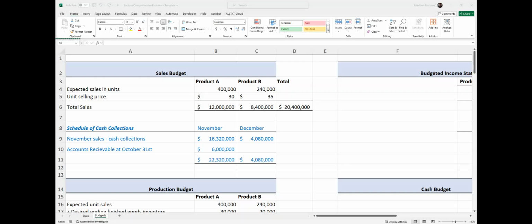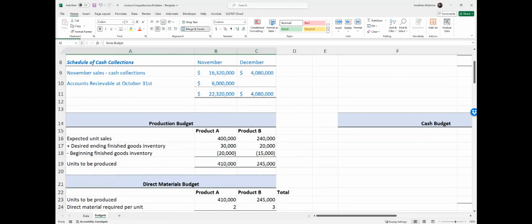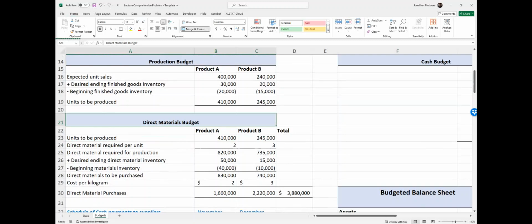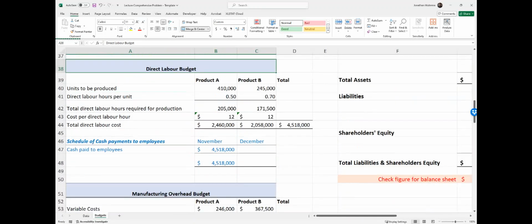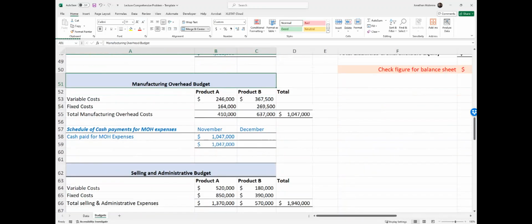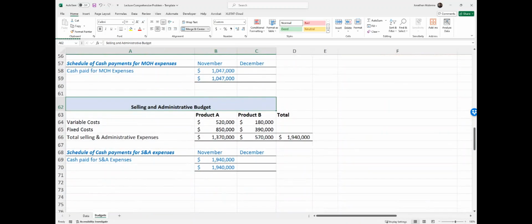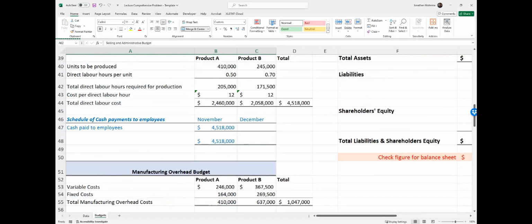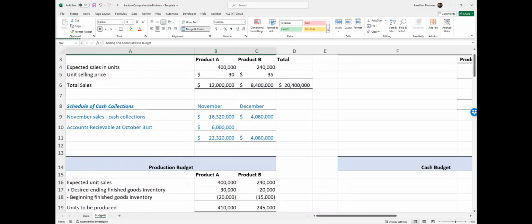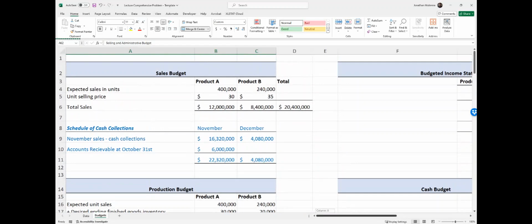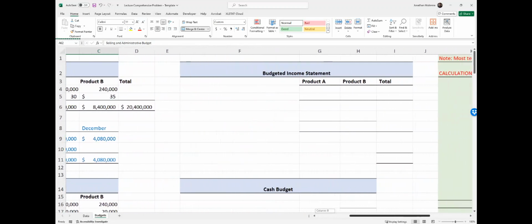Okay, so now that we've prepared all these budgets, we've prepared our sales budget, our production budget, direct materials budget, direct labor budget, manufacturing overhead budget, and the selling and administrative budget. The next thing we need to do now is to go and prepare our budgeted income statement.